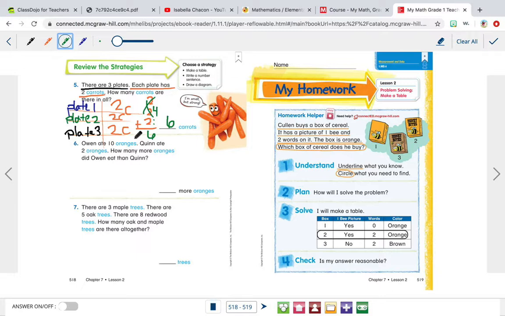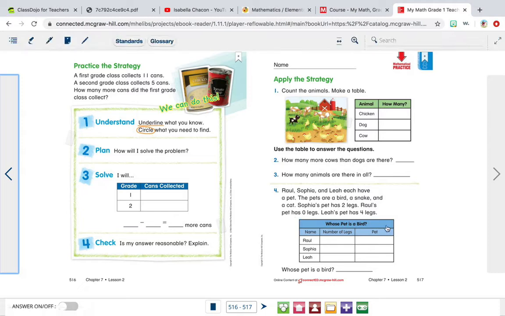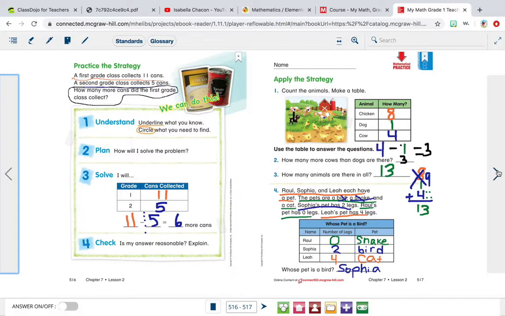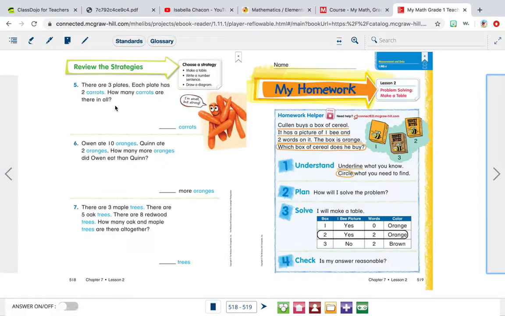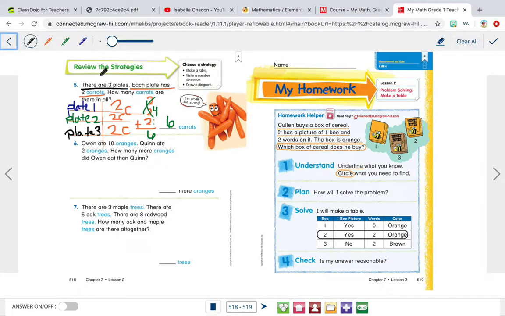All right. So now we're going to look at this one and then we're going to make another table, okay? Now your tables don't have to be fancy like the ones over here. These tables are a little fancy, but our table can just be like this. It does not have to be big or anything like that, okay? All right, so Owen ate 10 oranges. We're going to underline it. Quinn ate 2 oranges. So Owen ate 10 and Quinn ate 2. How many more oranges did Owen eat than Quinn?